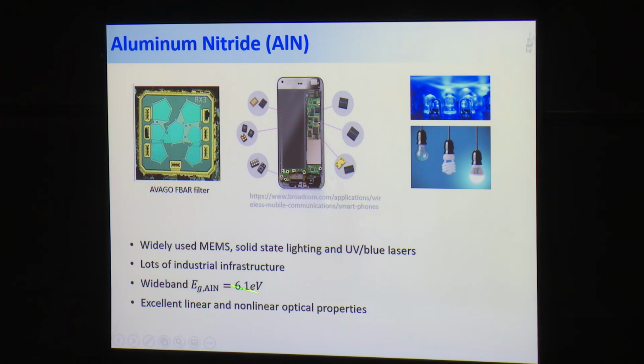And aluminum nitride has a very large band gap, more than 6 eV. That means it is transparent from the mid-IR all the way to the UV. So this is very important, because that means you can operate this device at very high power with very good linear and nonlinear properties, because it does not have interband absorption at most of the wavelengths that we are concerned with.